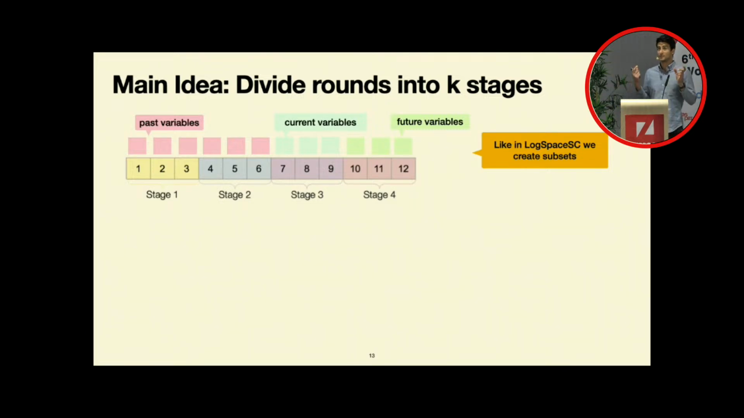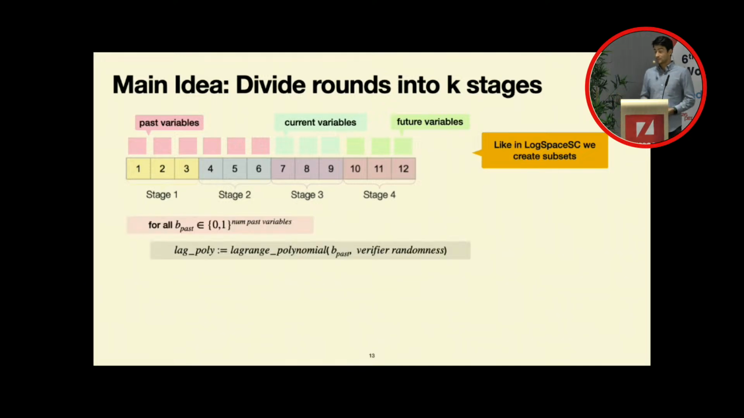So what's a technique that we use in log space Sumcheck? Well, we had the making of subsets of the input variables to our polynomial. In log space Sumcheck, we had two subsets: the subset of fixed variables and the subset of free variables. Since we have a little bit of added complexity with these stages, we're going to suggest having three subsets here. There's the subset of past variables, which correspond to variables that were handled in previous stages of the protocol. We have the subset of current variables, which concerns variables in the current stage, and then we have future variables.